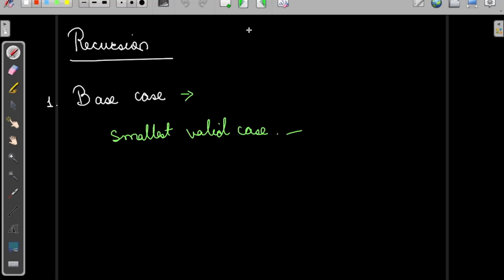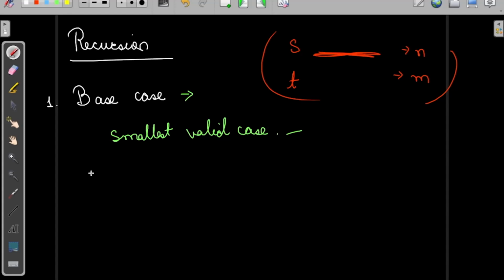So let's talk about the base case. This is the smallest valid case. Suppose the first string is S, and this is the string T. If there are no elements in S, that means the answer does not exist. Suppose the size of S is N and the size of T is M, and we would take the same notations in coding also.